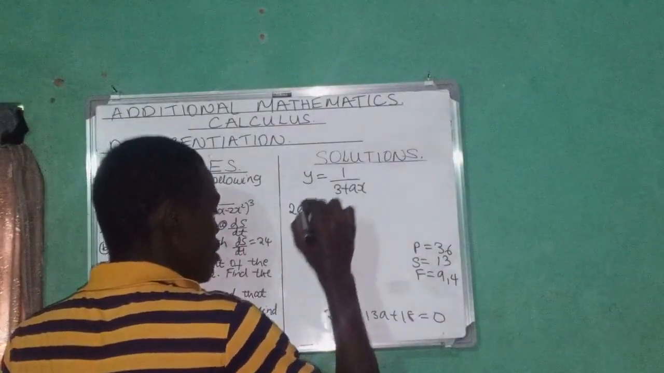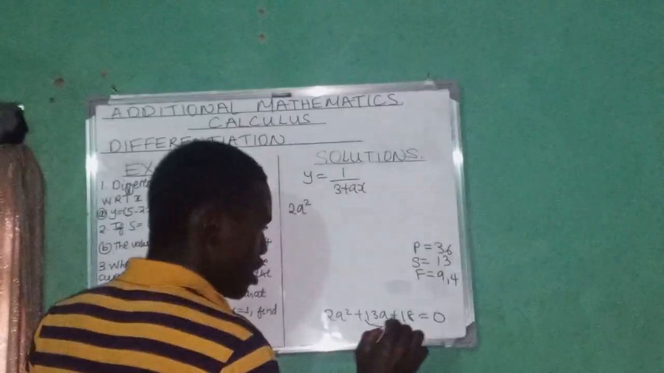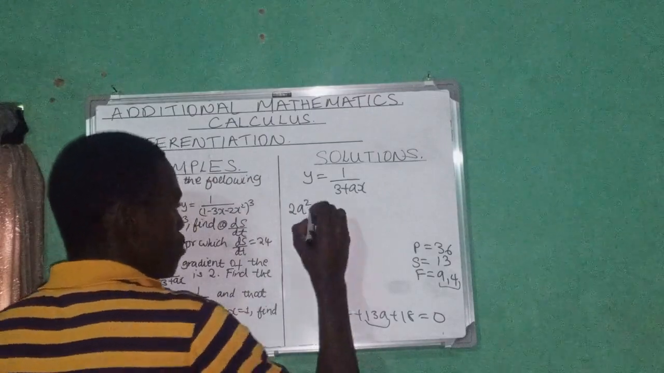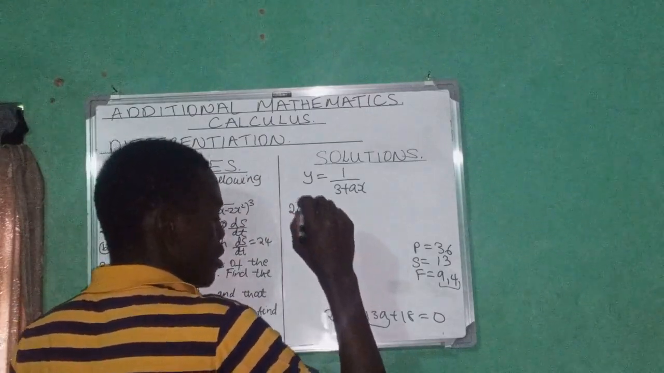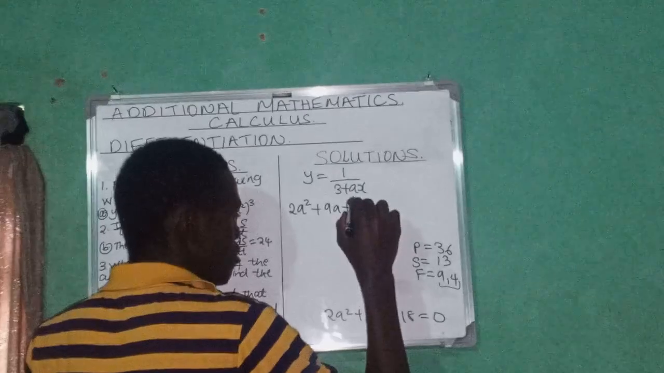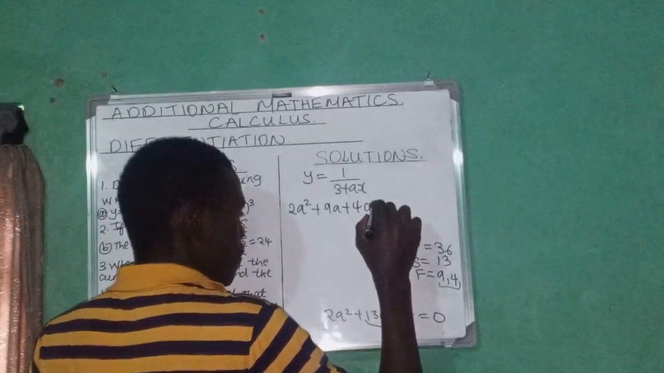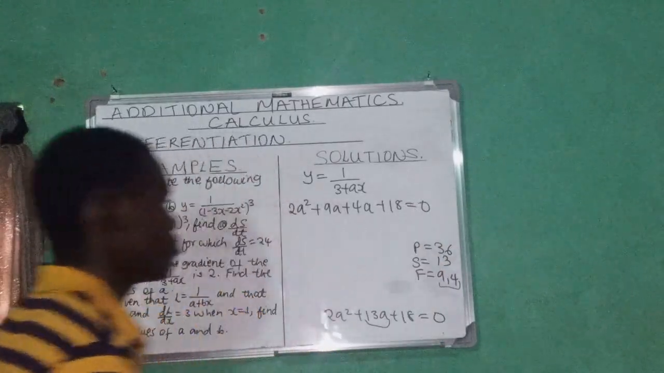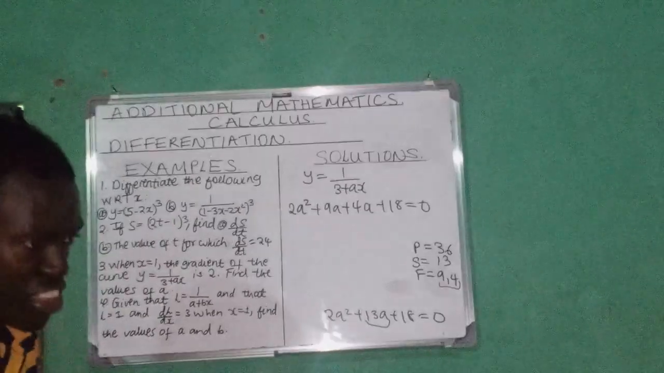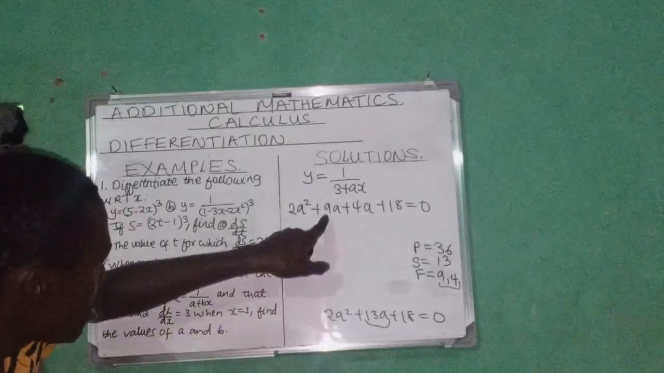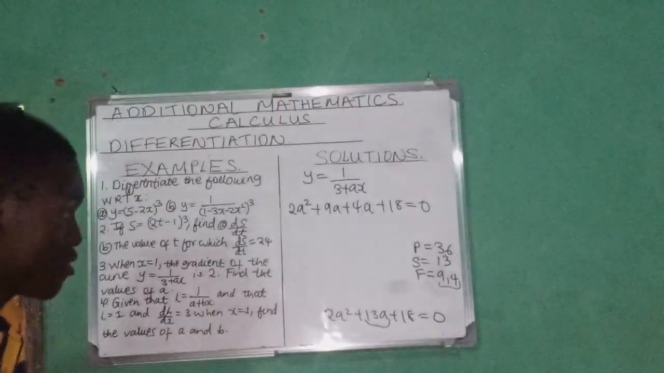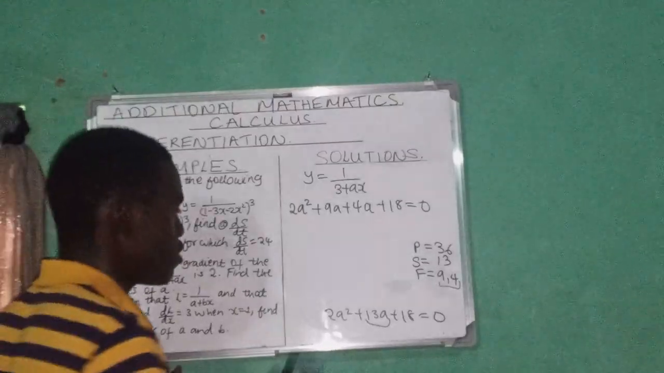It's 2a squared. Then in place of your 13a, you're going to write these two factors, which are 9 and 4. So you're going to say plus 9a plus 4a plus 18 is equal to 0. We haven't changed anything from this equation because 9a plus 4a is still 13a. We have just written it in a different form. That is mathematically correct. That's all. So, nothing to get confused there.